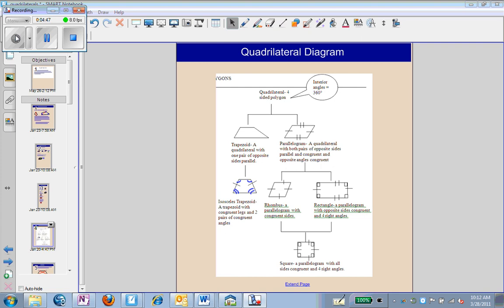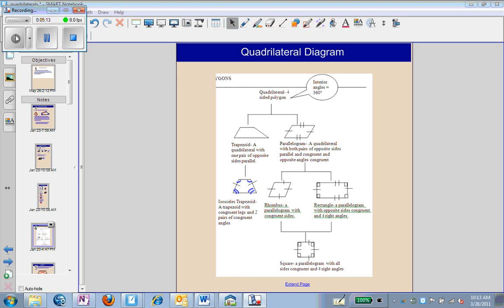This is just another way to visualize what we just went over. It's a tree diagram to show you the relationship between all the different quadrilaterals, the main types. So we have a trapezoid and a parallelogram as our two main types of quadrilaterals. Underneath the parallelogram, we have the rhombus and the rectangle as our two main types of parallelograms, and then the square is both a rhombus as well as a rectangle.